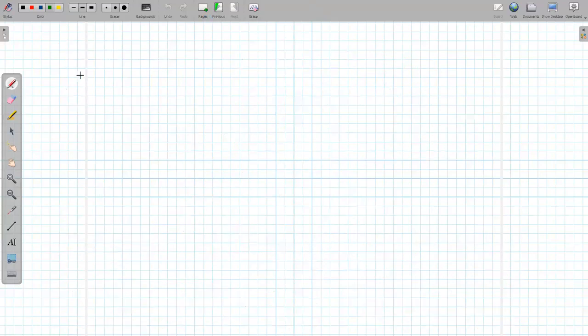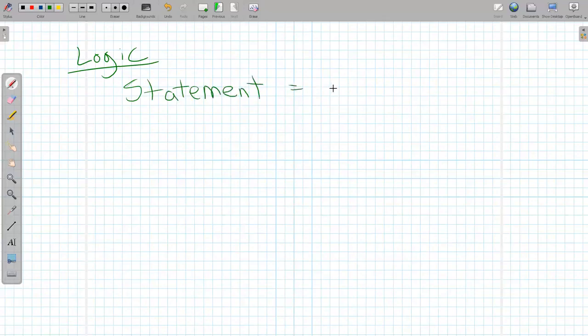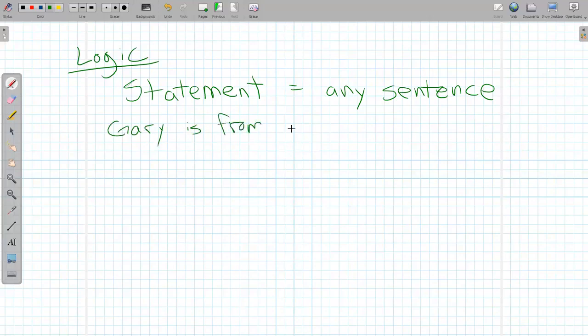And so let's talk about statements. So we're talking about logic, and logic is like the math of language. So in logic, we have the idea of a statement. And really a statement is any sentence. A sentence could be a very simple sentence like Gary is from Rhode Island. Or it could be a much more complicated sentence or statement.